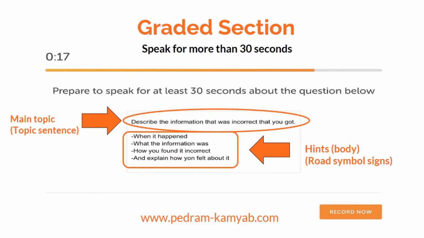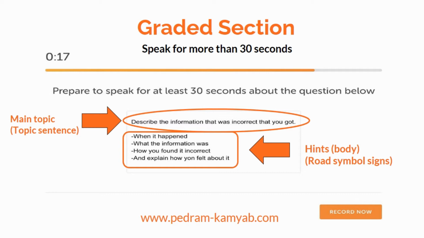Okay, now it's time to work on a real test example. Describe the information that was incorrect that you got. I call it the topic sentence of the question. And the topic is followed by some kind of hints, let's call them road symbol signs, because they're supposed to keep you on the track.